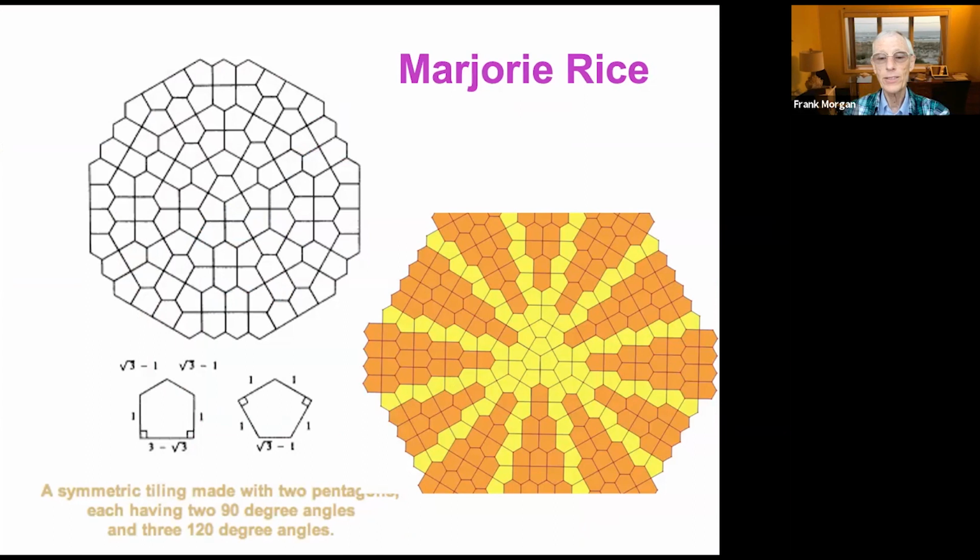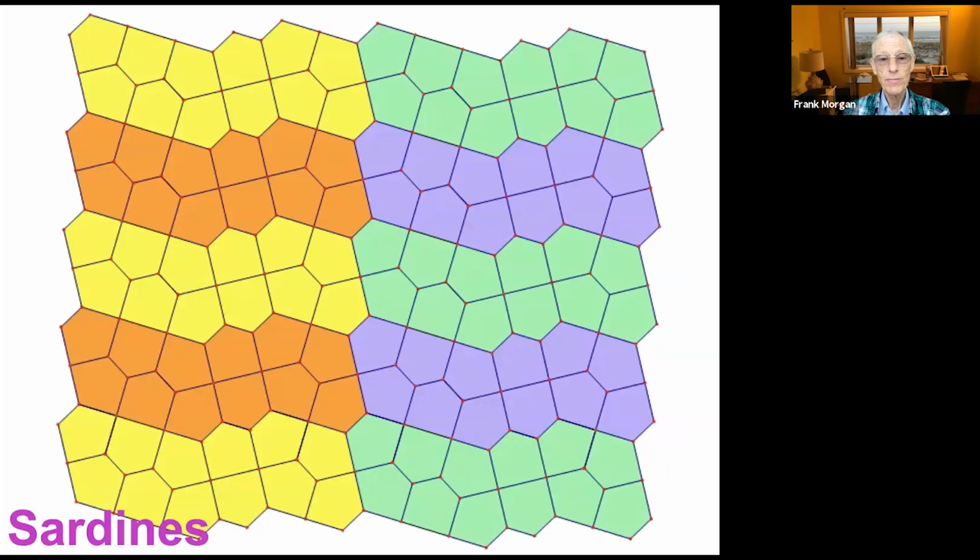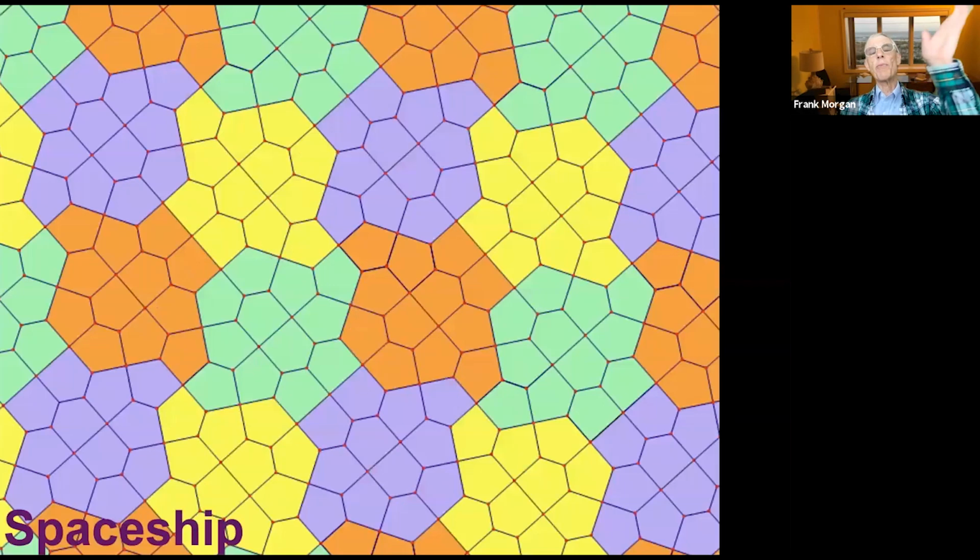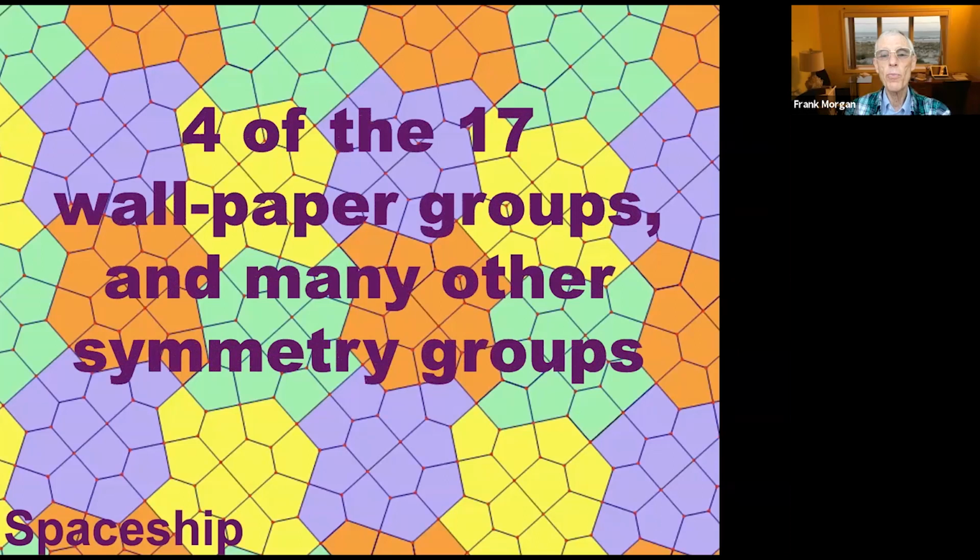And then they found another called sardines and another, which they called stripes. So this is my favorite, spaceship, I think. You can see so easily some of the beautiful symmetries that it has. There's the periodic symmetries, where you can move the green spaceship to the right, doubly periodic, or you can move the green spaceship up, but you can also take the green spaceship and rotate it and move it onto the yellow spaceship. This is actually one of the 17 wallpaper groups, a very nice group of symmetries. And they found examples with four of the 17 wallpaper groups and many other groups of symmetries too.